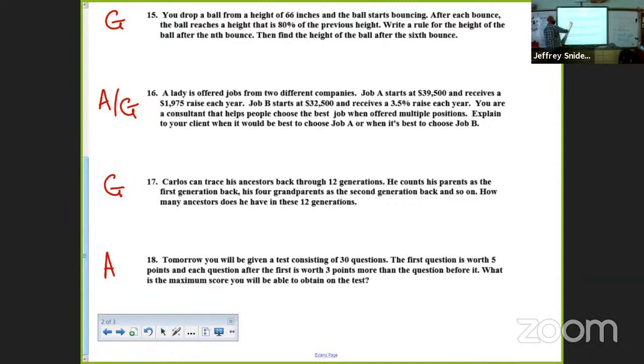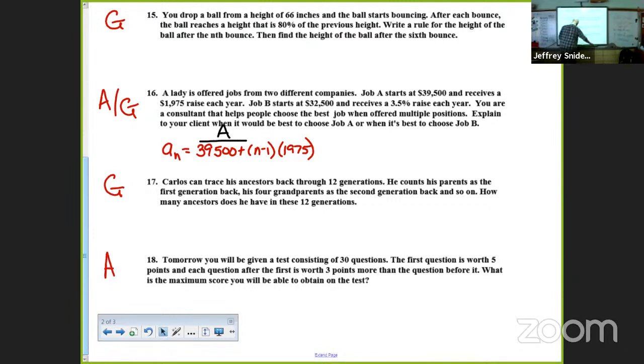Let's start with job A. Job A, is it arithmetic or geometric? It's arithmetic. Let's just write a rule for the amount of money she's going to make every year, in the nth year. That's basically the rule. Here we go. So here, A sub n is equal to 39,500 plus n minus 1 times 1975. Okay? All right, good.